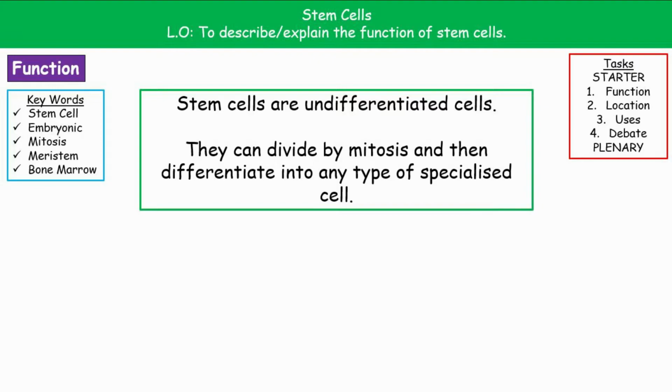Now, the key thing about these stem cells then is that they can divide by mitosis, and we've already looked at that process of mitosis in our previous lesson, and they can then differentiate into any type of specialized cell. So it's from these stem cells that we then make all of the other cell types within an organism's body. Make sure you've got those 2 points written down in your book. I'll just give you a few more seconds to get that done.